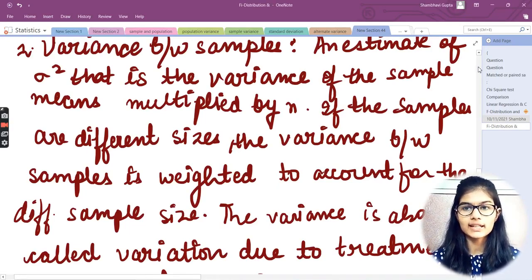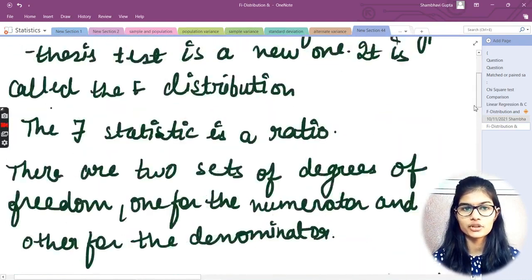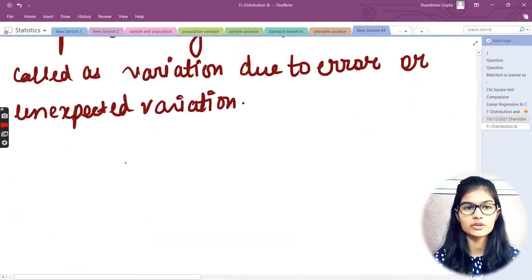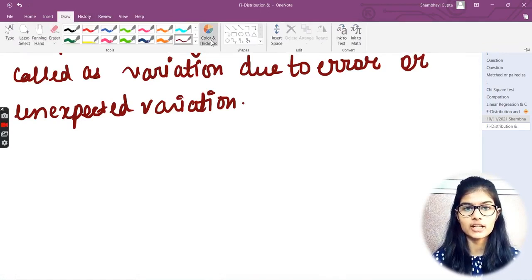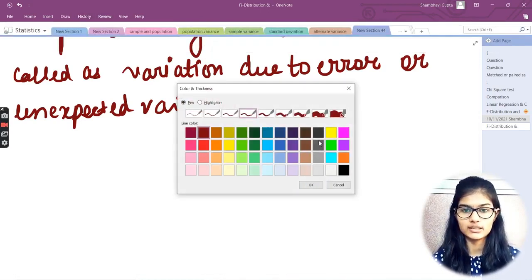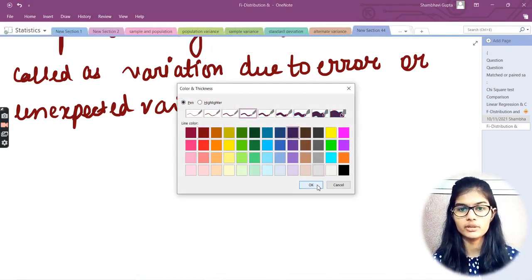So now after studying these different types of estimation, I'll be taking you towards the next topic, the further topic on this same subject. I'm going to take a different color here so that it separates the previous and the new lectures. So here we go.